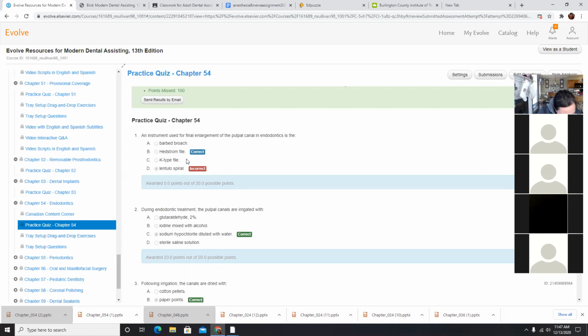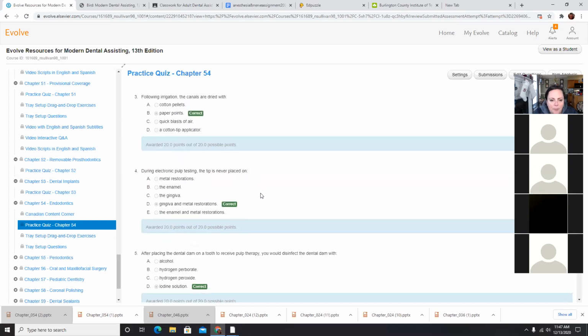All right, so K files is initial debridement or cleaning of the canal. Hedstrom is final enlargement of the canal. Reamers are to remove dentin structure and smooth and increase the size of the canal. And then broaches are used to pull out the pulp. Okay.